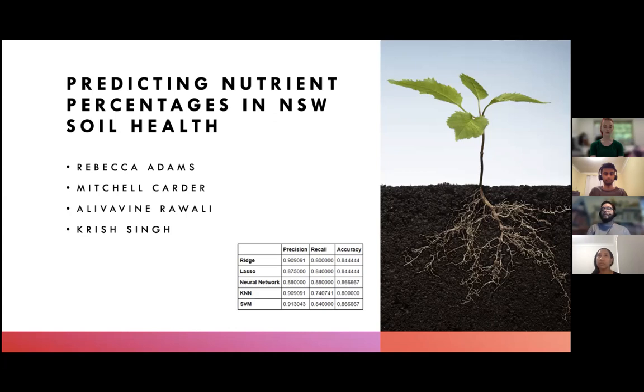Texture and chemical analysis variables were included in our models, and all models utilized a train, validation, and test split for the data at a ratio of 80, 10, and 10%, which was kept consistent across models.